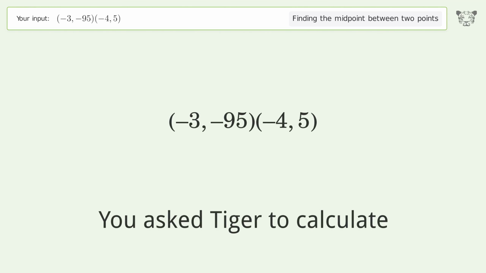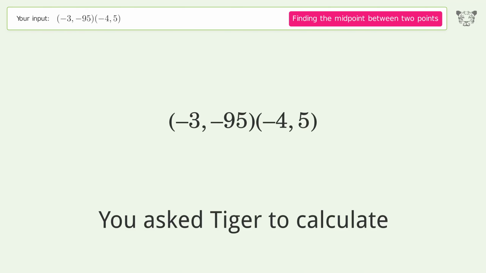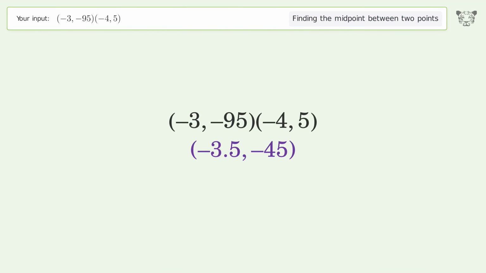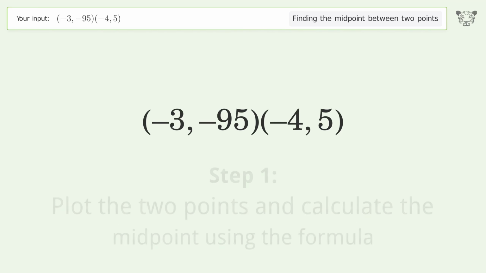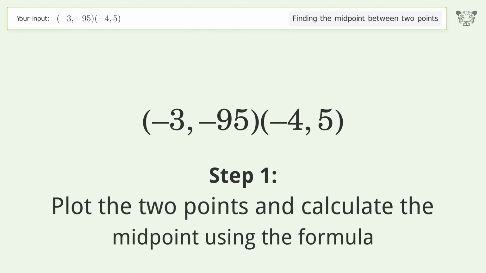You ask Tiger to calculate. This deals with finding the midpoint between 2 points. The midpoint between the 2 points is -3.5, -45. Let's solve it step by step. Plot the 2 points and calculate the midpoint using the formula.